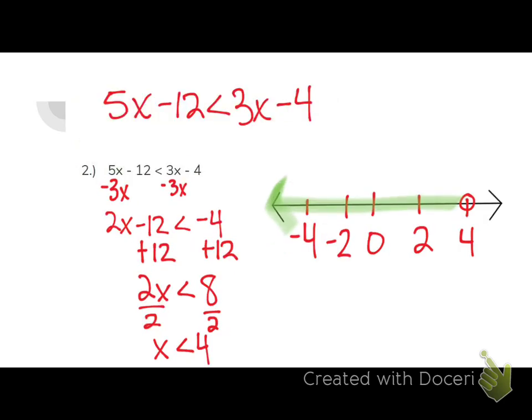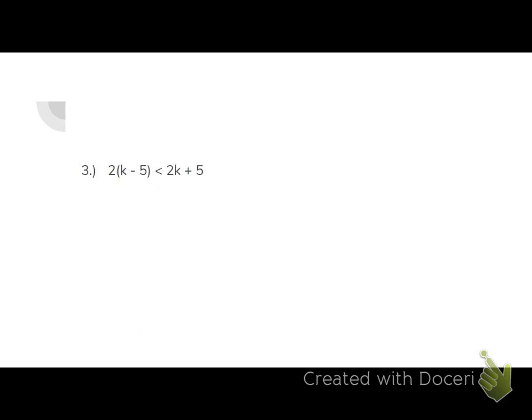All right, we got number 2 solved. Got our variable on the left. Solved our inequality, graphed it. So we are ready for number 3. Number 3 is going to be a little bit different. What do you think we need to do?